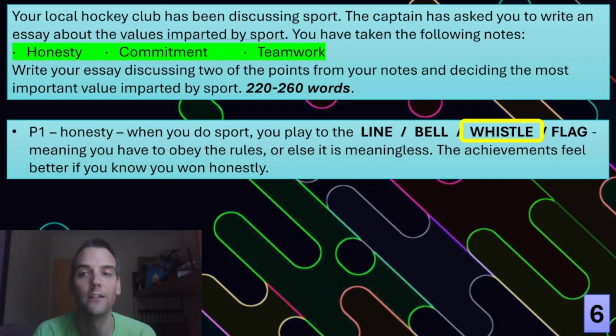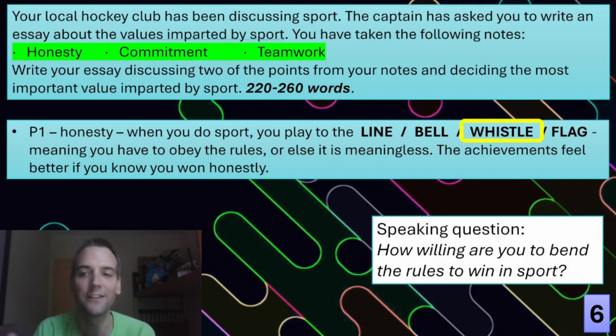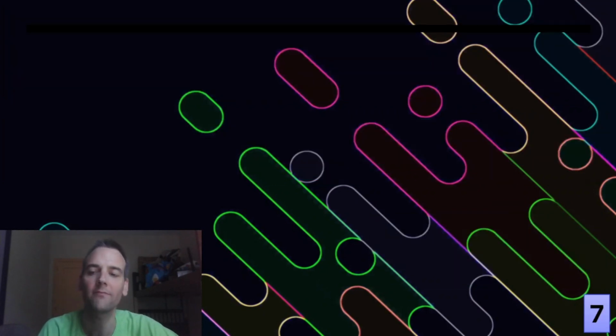You play to the whistle because the referee or the umpire blows the whistle and you have to stop, or else sport's meaningless. You can't just pick up the ball and throw it into the goal, can you? That's against the rules. What do you think? Are you willing to bend the rules in sport? There you go. Can you talk about, were you very competitive when you played sports as a child? Maybe you still are. Those are the kind of conversations that you should be able to have at C1.